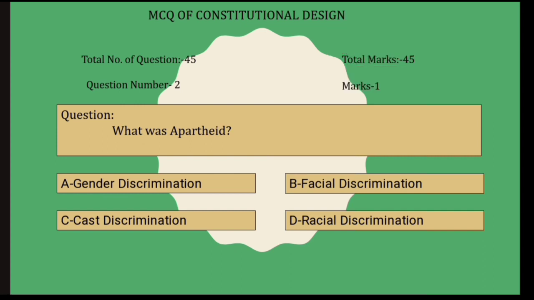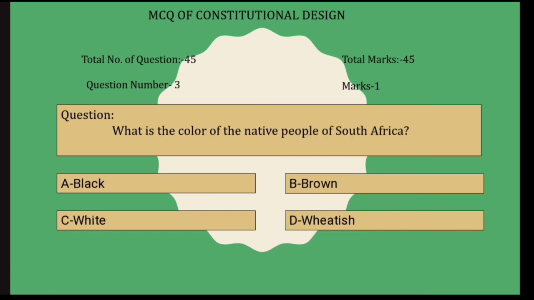Question 2. What was apartheid? Option A. Gender discrimination. B. Facial discrimination. C. Caste discrimination. D. Racial discrimination. Correct option is D. Racial discrimination. Question 3. What is the color of the native people of South Africa? Option A. Black. B. Brown. C. White. D. Whitish. Correct option is A. Black.